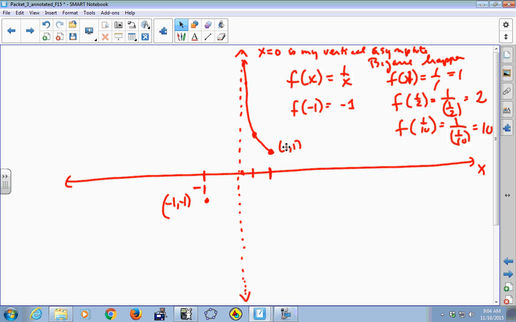So notice I've changed the sign of my x value to its opposite, and I notice that my y values are opposite. That is the beginning of an odd symmetry, of a function that has symmetry about the origin. So we'll see as we go along. When we were at 1/2, our value was 2. When we were at 1/10, our value was 10.